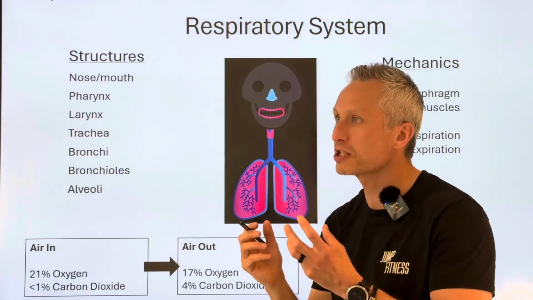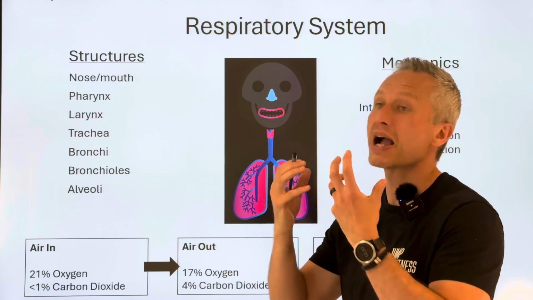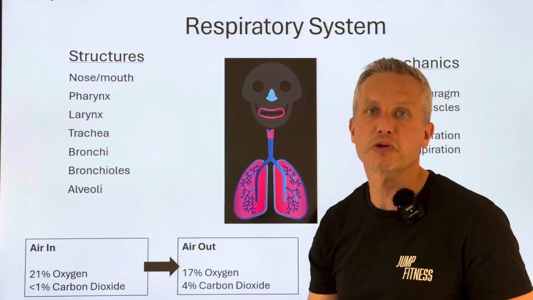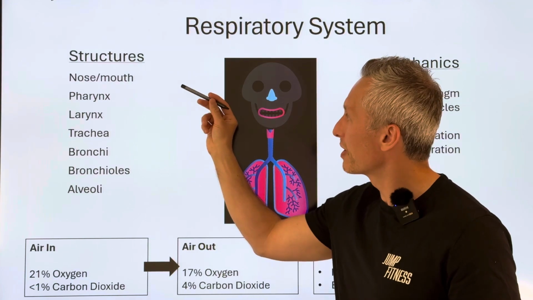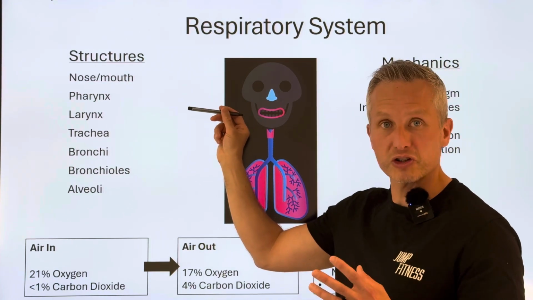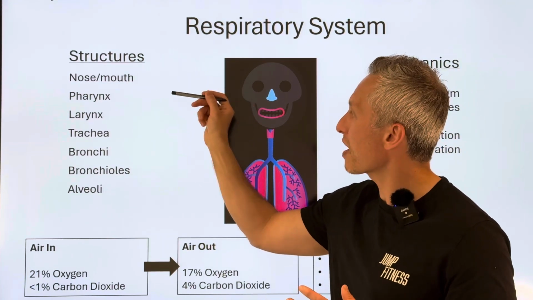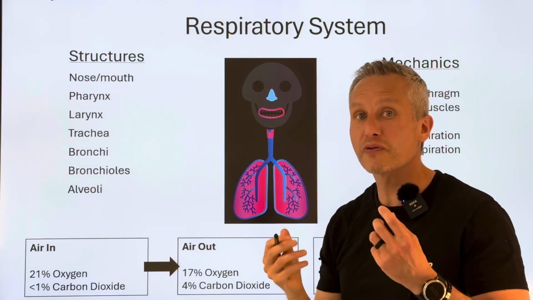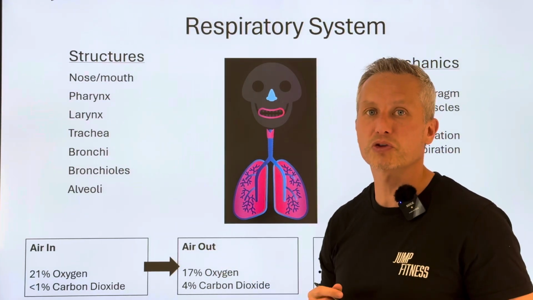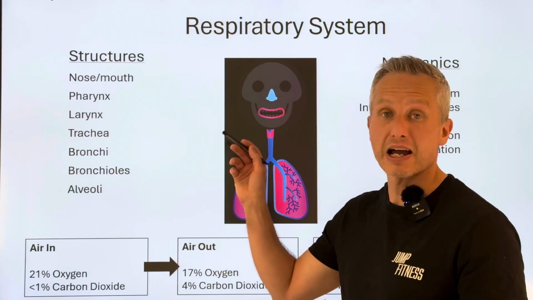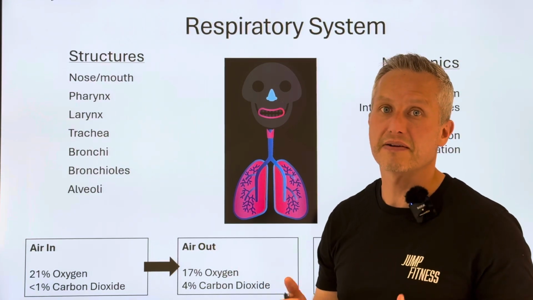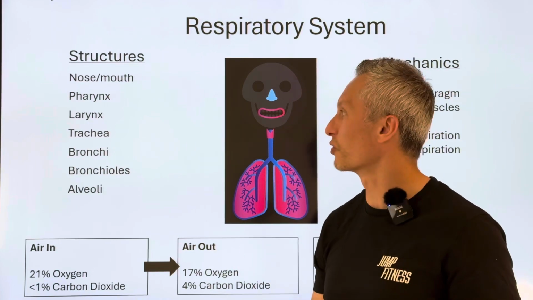So the first structures that air passes through are your nose and mouth. No prizes for already knowing what your nose and mouth are. The next structures, you might not have come across these terms before, are your pharynx and your larynx. So your pharynx is an area right at the back of your throat. You can actually have food in your pharynx. You cannot have food in your larynx. If you have, you're going to be choking. That's when food has gone the wrong way.